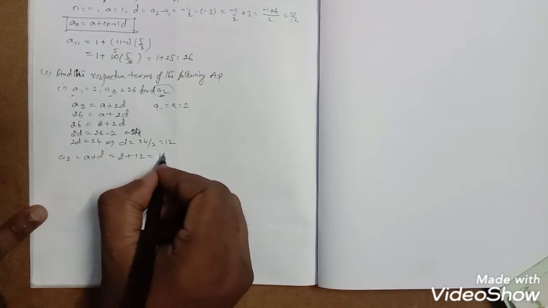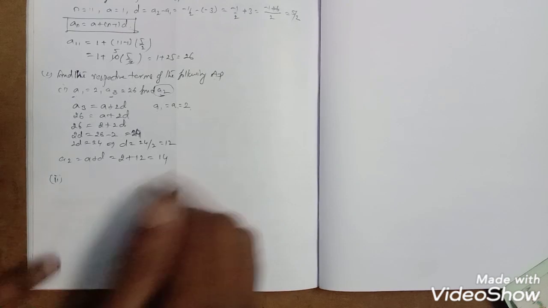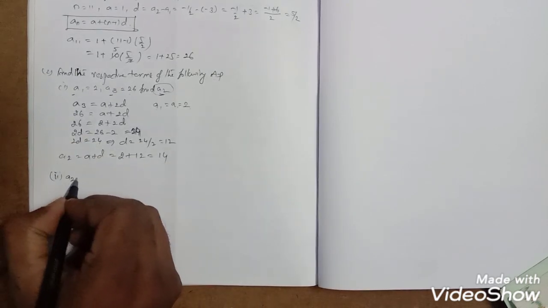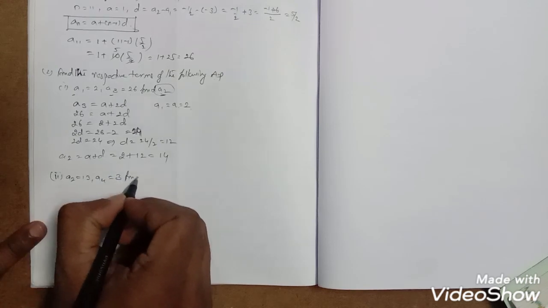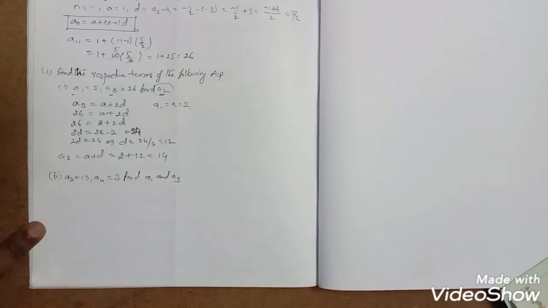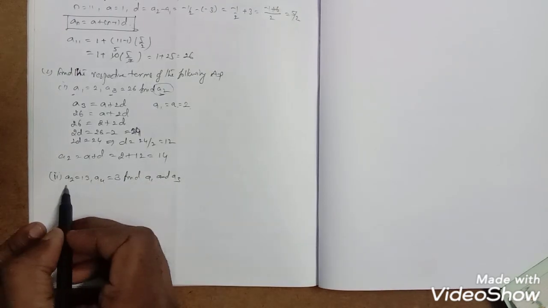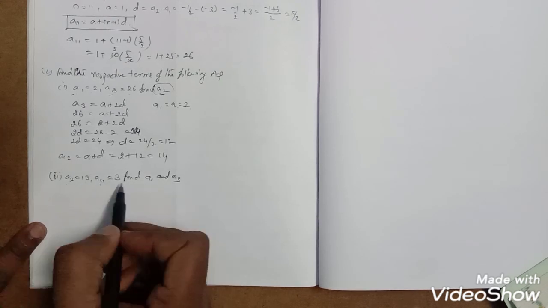Now 12 plus 2 is 14. Now coming to the second one. So what is the second question here? The second question is given as a2 is equal to 13, a4 is equal to 3, and you have to find the value of a1 and a3. Now see here, the second term of the progression is given as 13 and the fourth term of the progression is given as 3.